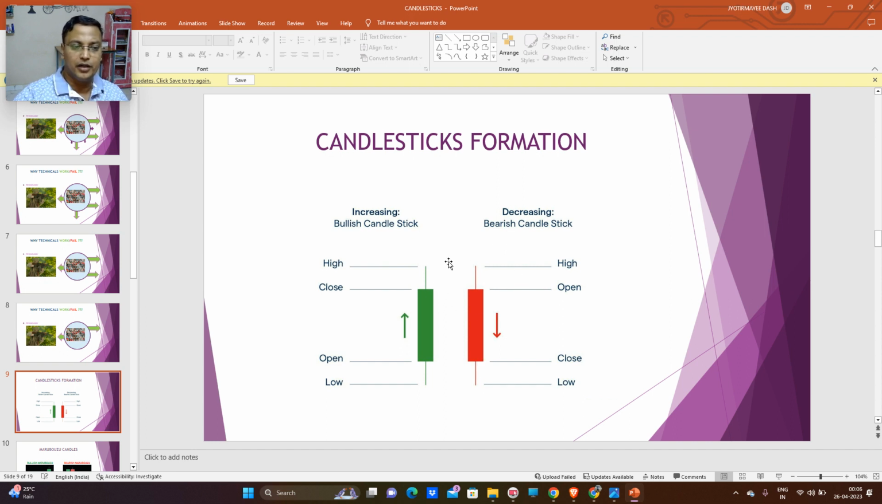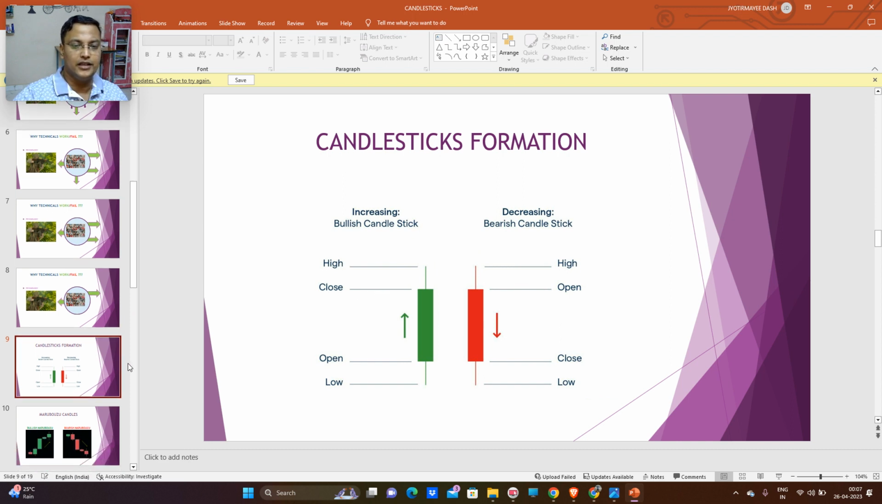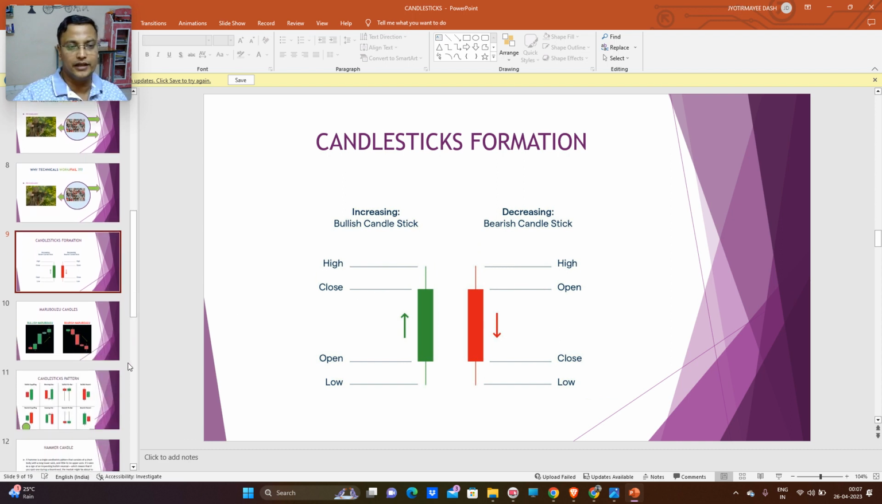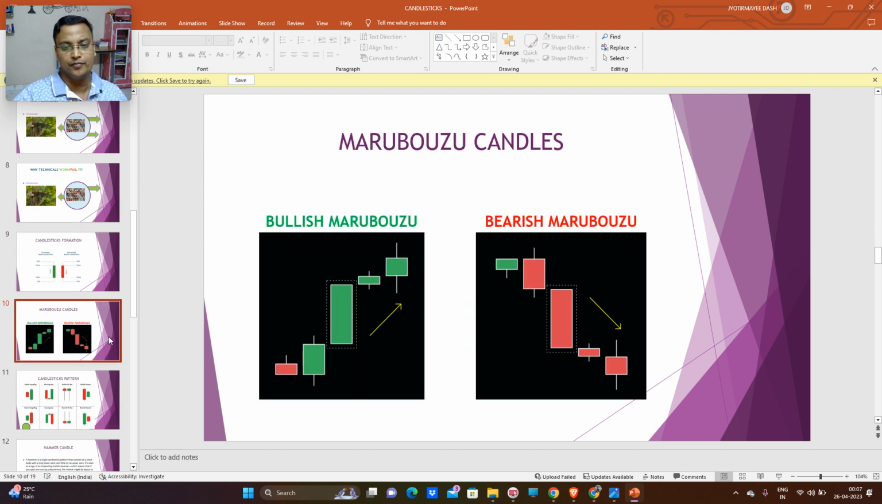Now, please see this part on candlesticks 2 or 3 times to make it clear. Otherwise, things will be difficult. And if you understand this slide properly, everything will go very easy and you will understand everything very well. This is the cornerstone of the market. You have to understand candlesticks. This is the foundation on which we will build our base.